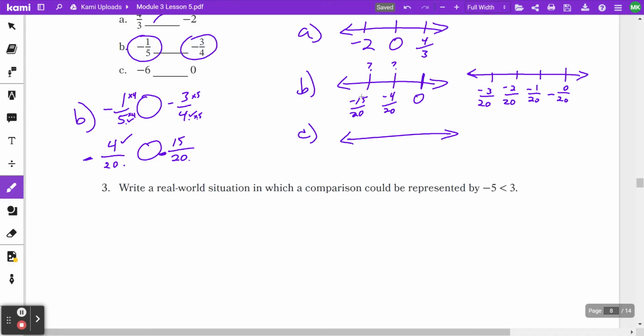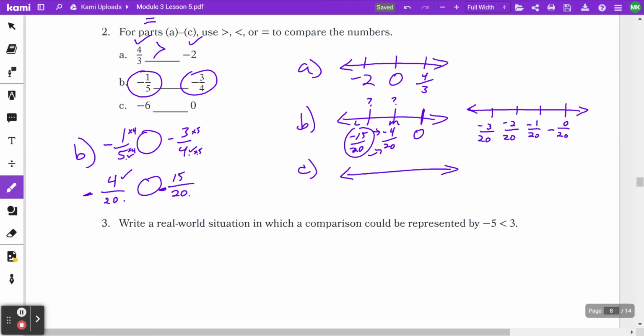Now I know right away, this one is to the left of this one. If that's true, this one is worth less, this one is worth more. There you have it. So this one is going to be worth less than that one. Hang on a second here. I think I did that backwards there. There you go. So my -15/20ths is worth less than, so less than, and so less than. There you go.